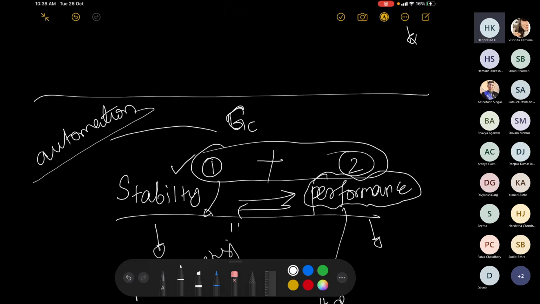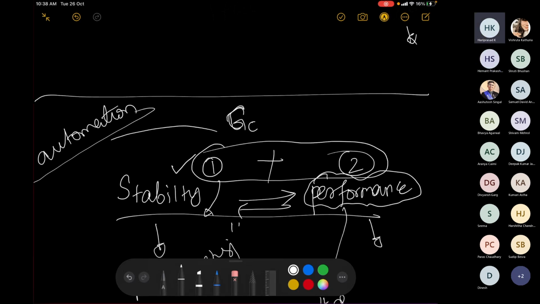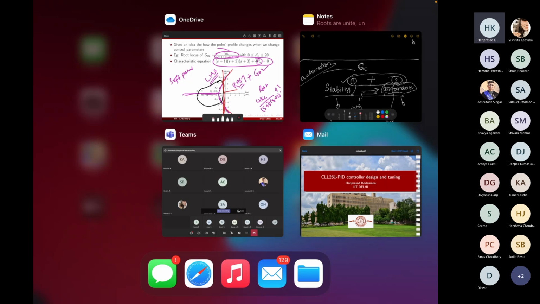Is this premise clear, or do you want anything more? Anything that is unclear? No, sir, it's clear. Cool, guys. So the chapter is talking about controller.